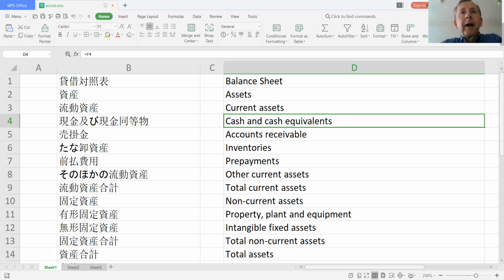The next one down, inventories. Now, there's two possibilities for the content of inventories, depending on the business. If it's a business which buys and sells completed goods, there's only one thing normally in inventories. It's just goods for sale. Okay, completed goods for sale.